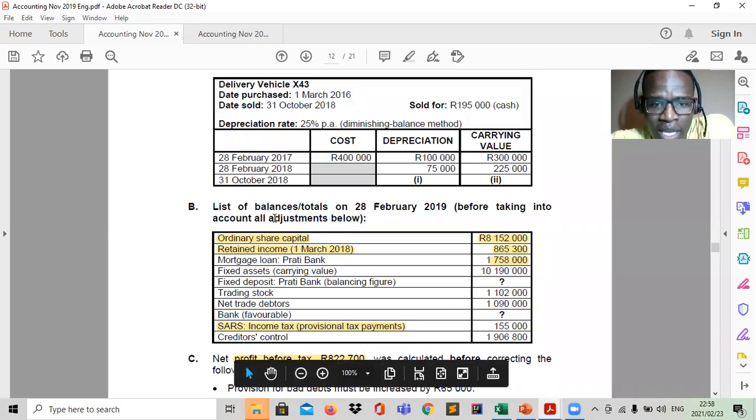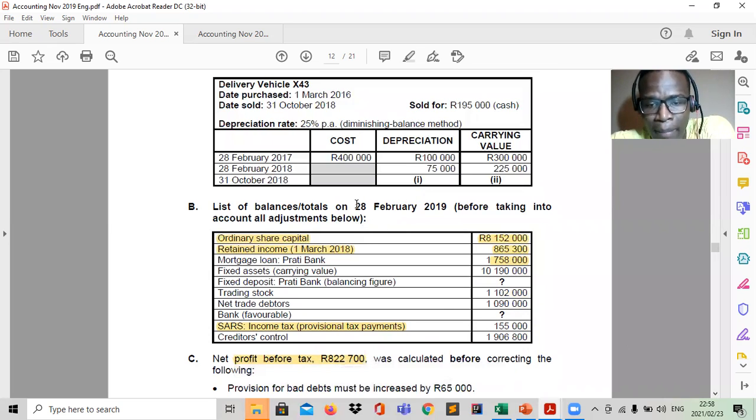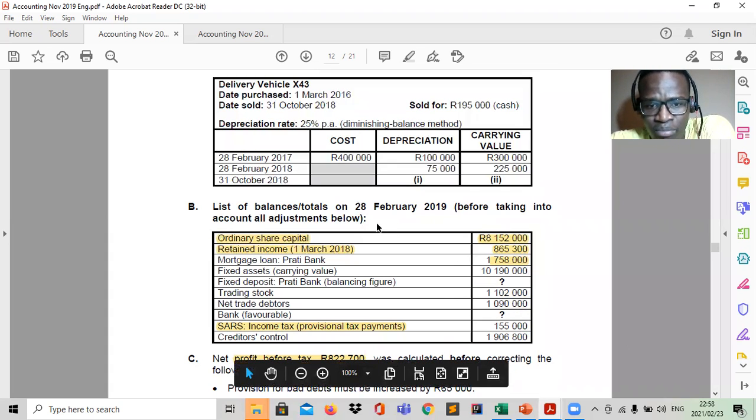Then number B, we're given that these are the balances or totals on 28 February 2019. Remember, 28 February 2019 is the year end. So as at the year end, before taking into account all the adjustments below, we're told there are adjustments below. These are the totals or the balances.